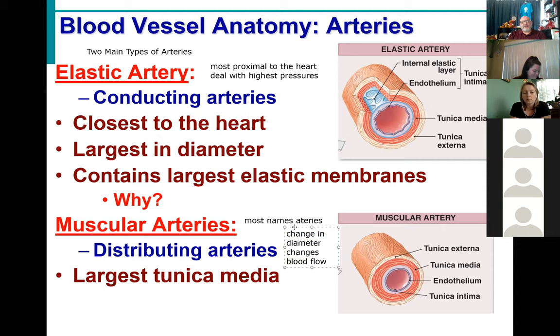Conversely, if we are getting ready to exercise or exercising, then we want to send it to the muscles. We want to send it to the heart. We want to send it to the liver, right? And instead we'll constrict the blood vessels going to the digestive system. So in this way, we can regulate the flow of blood to meet the dynamic needs of the body.